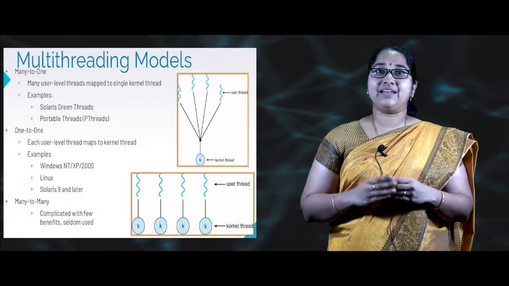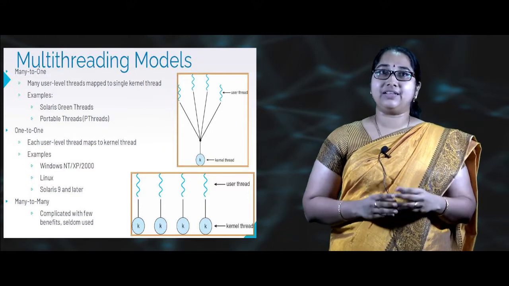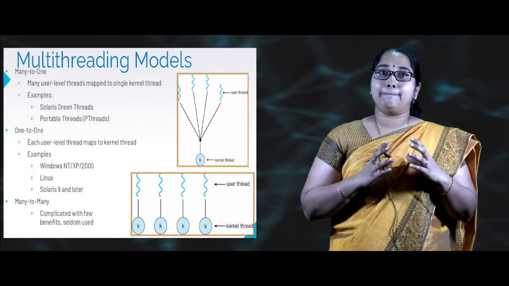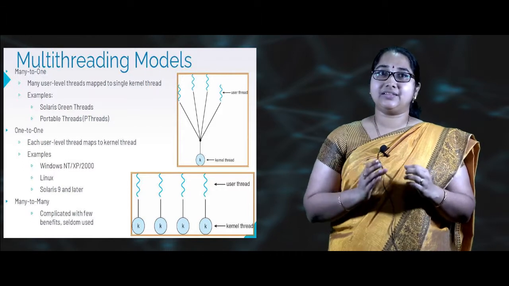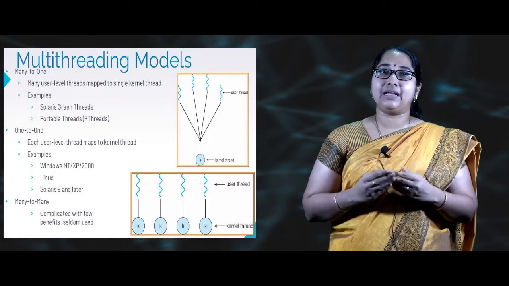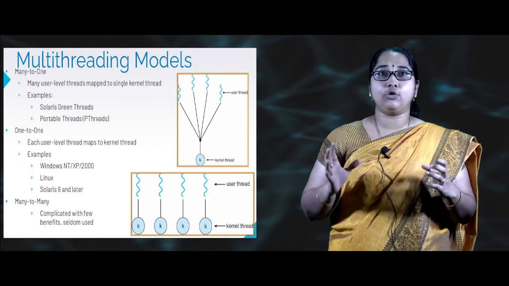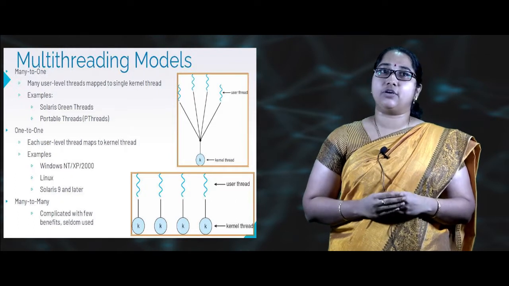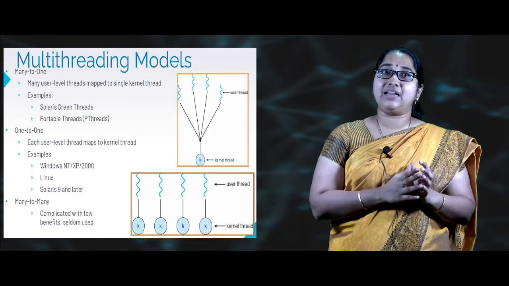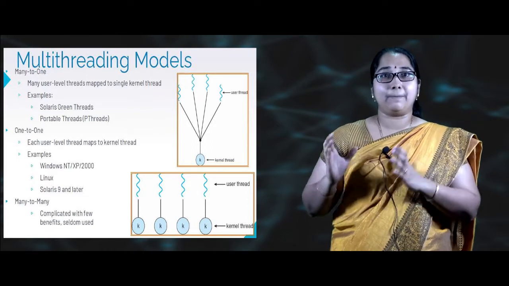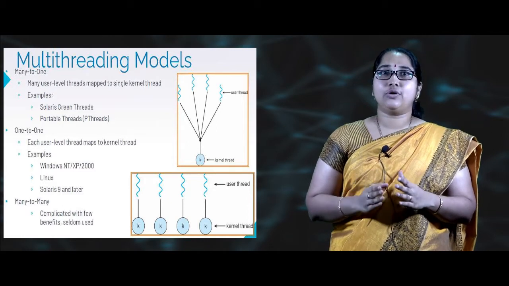Now let us see various multi-threading models. Multi-threading models can be of three types. The first one is many to one. That is, many user level threads are connected to a single kernel level thread. This is quite commonly used. Then the other type of model is one to one. That is, one user level thread is connected to one kernel level thread. One example is Windows. And then the last one is many to many. That is, many user level threads are connected to many kernel level threads. It is quite complicated and the benefits are quite less, so it is fairly rarely used.